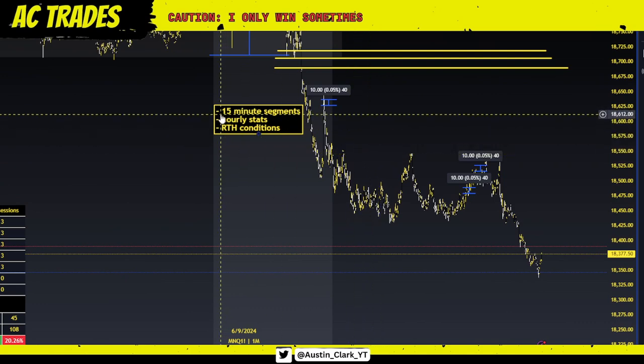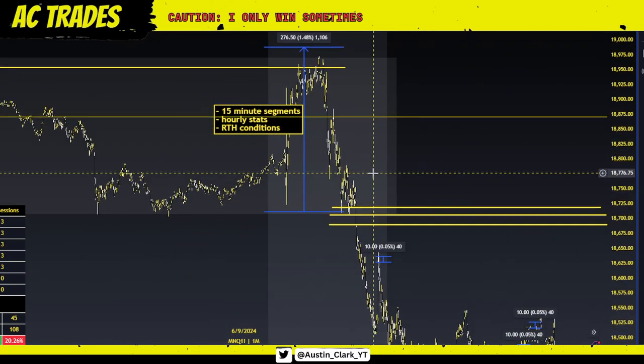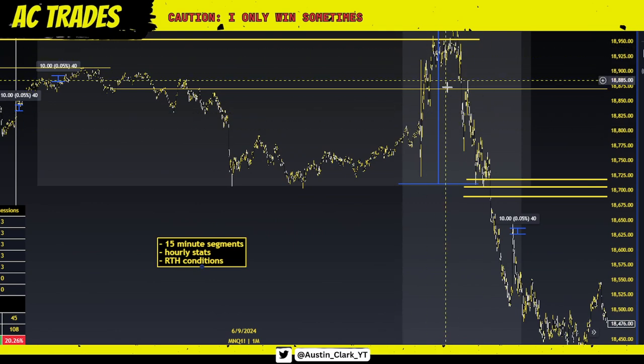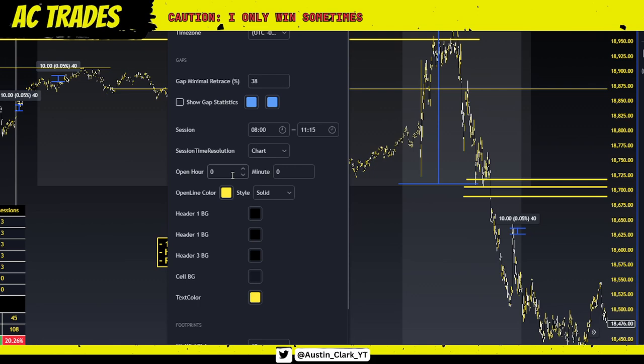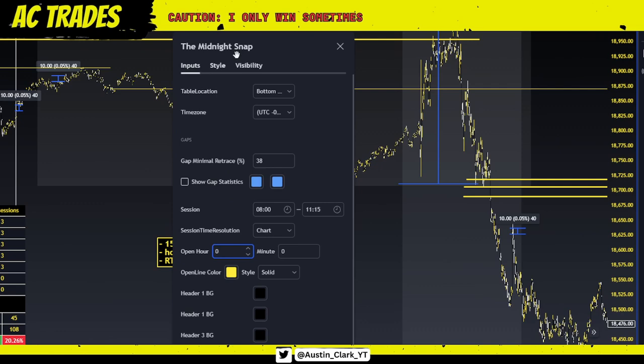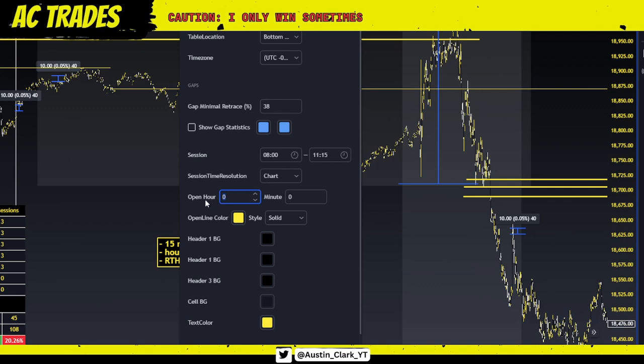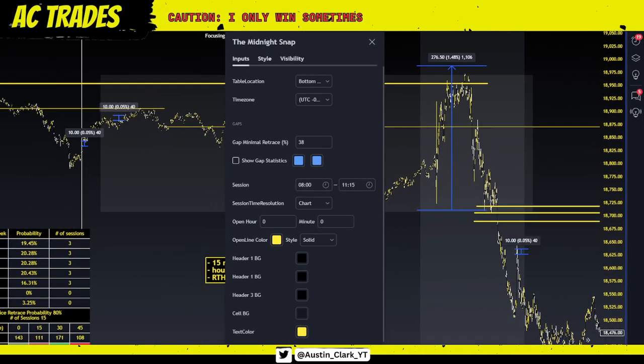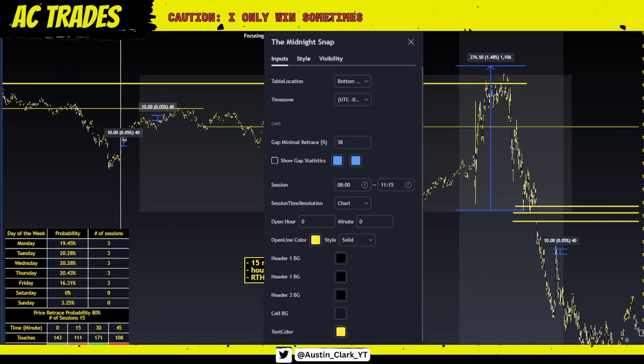The first thing we're going to go over is the 15-minute segments. One really cool thing that I love to showcase with this is the basic midnight retracement. Now, I know this is called midnight snap, but you can put any opening price you want. You can put the 7 o'clock, the 5, the 3, the 2. You can go all the way down to the minute. You can do the 8:15 opening price, the 7:30 opening price. But for now, we're just going to keep it simple and say open hour is 0, minute is 0, and we're going to go over this little box on the bottom left.